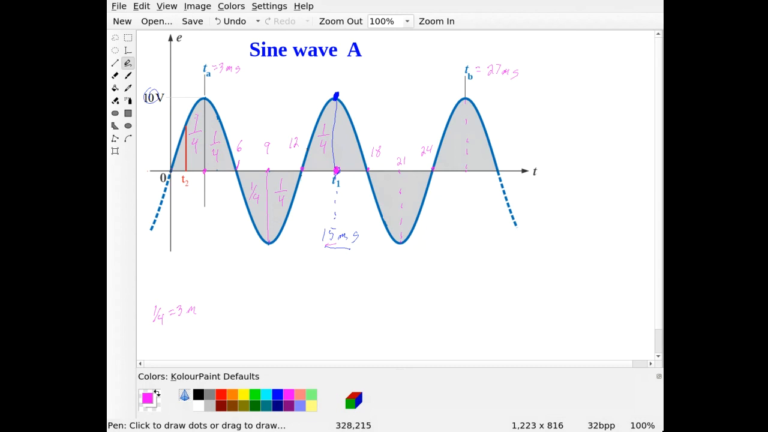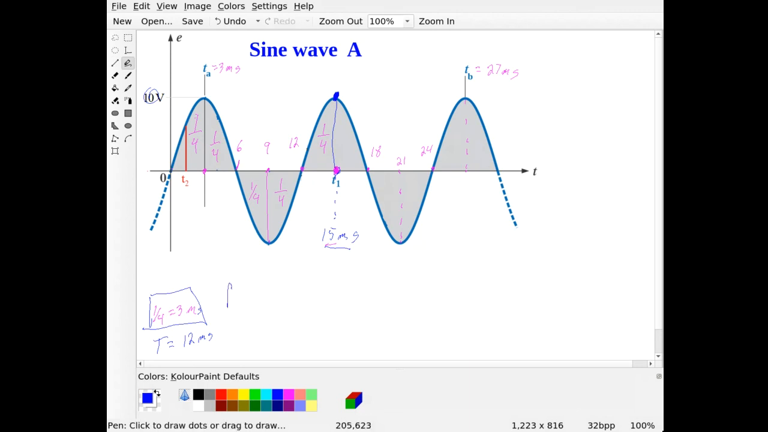So now we can talk about the period. If 1/4 of a period is 3 milliseconds, then T is 4 times that, which is 12 milliseconds, which we can see right here. I've got this labeled here. Here's my 12 milliseconds. So one full period is 12 milliseconds.